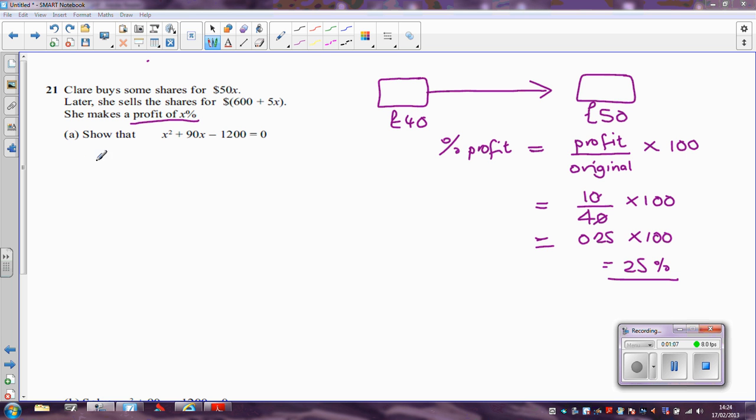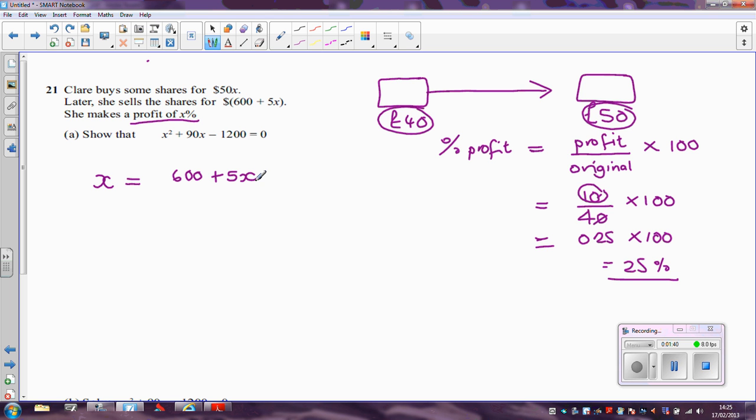Okay, this is a little bit more complicated, but it's just in terms of x's. We should still be able to work it out. This time, the percentage profit is x. So the percentage profit, x in this case, is equal to the amount of profit. Now, let's think how we got the 10 here. We did the 50 take away the 40, in other words, the new amount minus the old. So the new amount is 600 plus 5x. So that's what she sells the shares for. And you're subtracting what she bought the shares for in the first place, which is 50x.